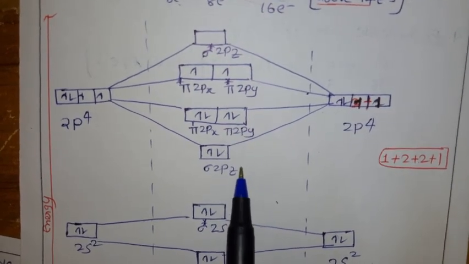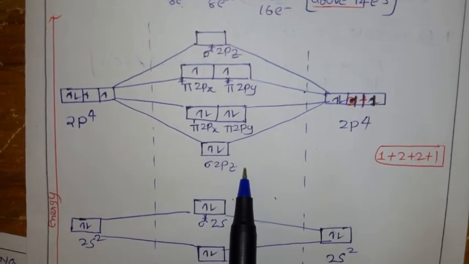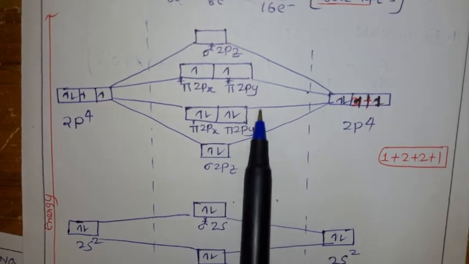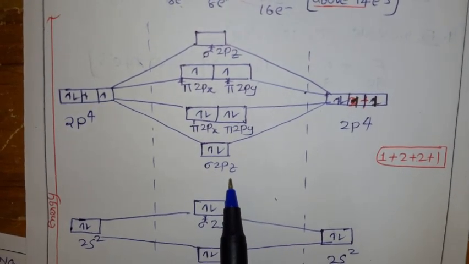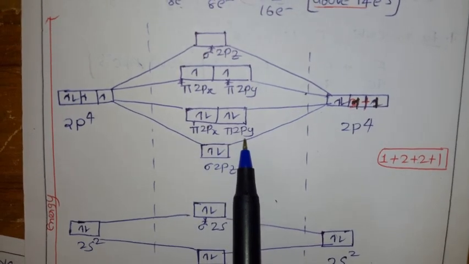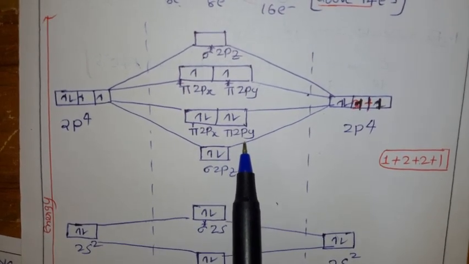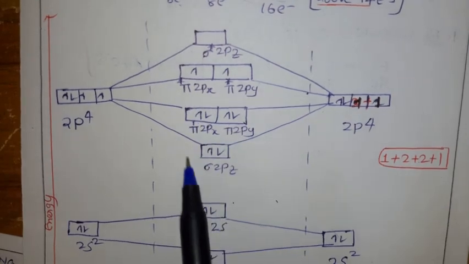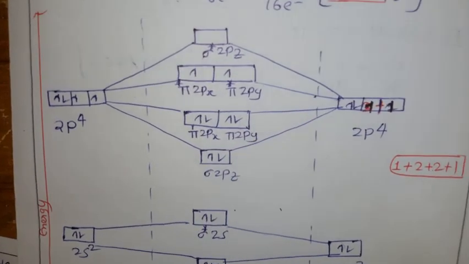Here you can see, this is the variation above 14 and up to 14. So here what happened? Sigma 2pz has less energy, then pi star 2px, pi star 2py have more energy. Okay, here the difference is going to become up to 14 and above 14 electrons.